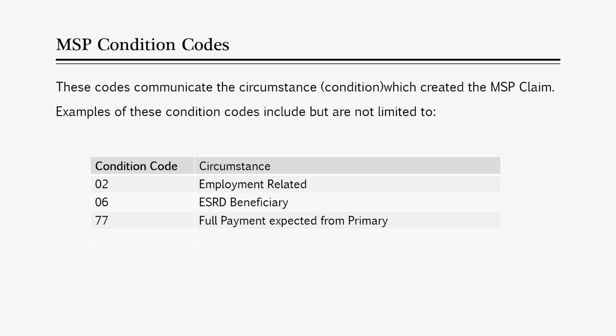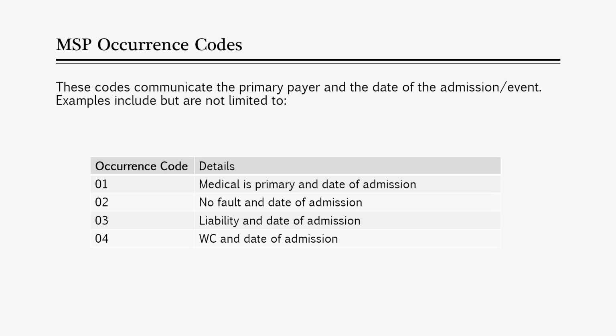And then, but we do report condition codes, which are the circumstance that related to the Medicare secondary payer claim needing to be created. And these are some of the common ones that we use. Those are going to populate in the top part of your claim. And then we have occurrence codes. Again, condition codes, occurrence codes, and value codes. They give Medicare information about what's going on with this claim.